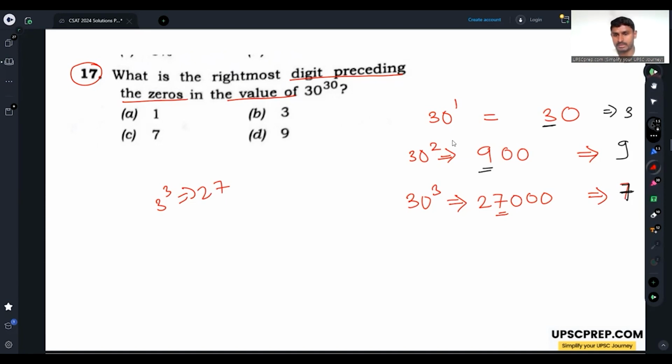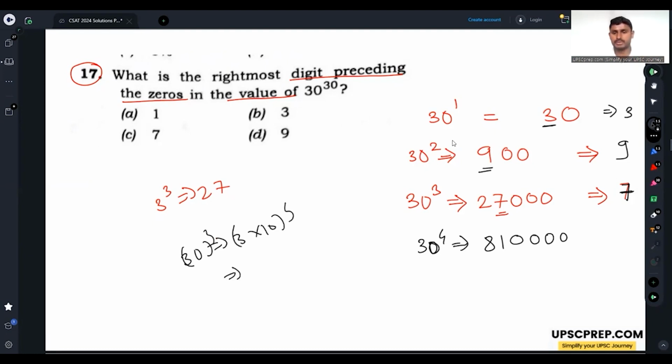Then 30 raised to 4, if I do it, this will be 81 and the number of zeros will be 4 now, right? Because this 30 can be written as 3 into 10 raised to 4. So 3 raised to 4 into 10 raised to 4, so 4 zeros will be there ultimately. So what is the rightmost digit? It is 1 in this case, right?